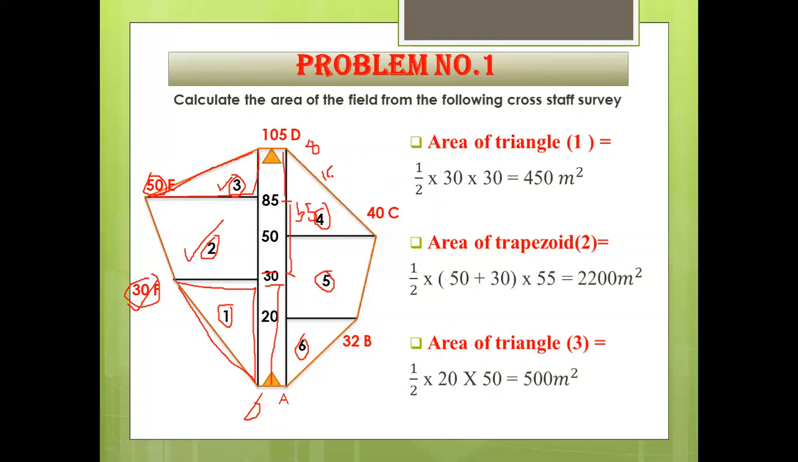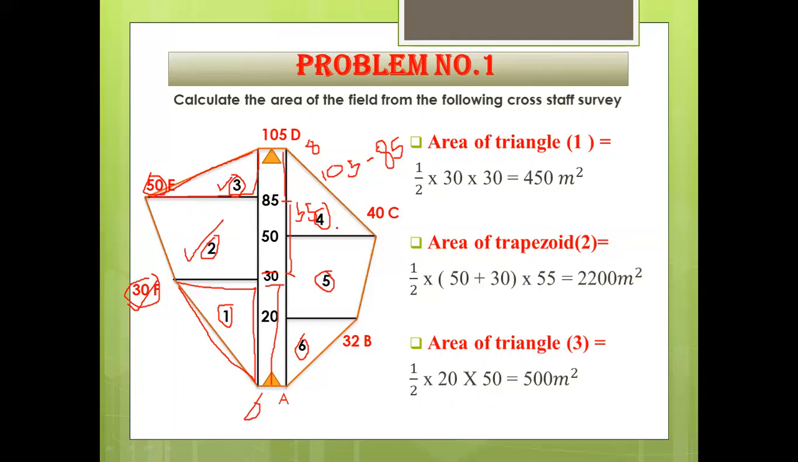105 minus 85, that is a 20, sorry. Okay, so 105 minus 85, that is a 20. So half into base, the base is 20, 105 minus 85, it will give this distance. So that is a 20, and the height we know is 50. So half into base into height will give 500 square meter.